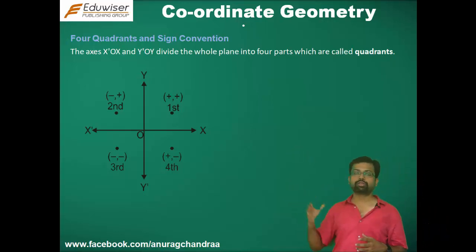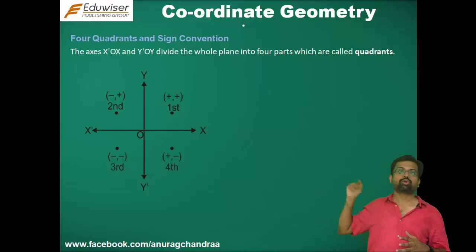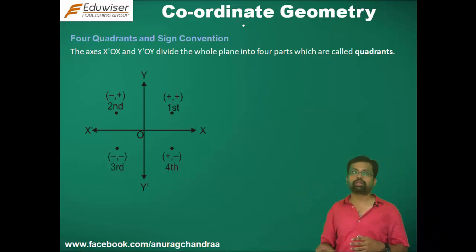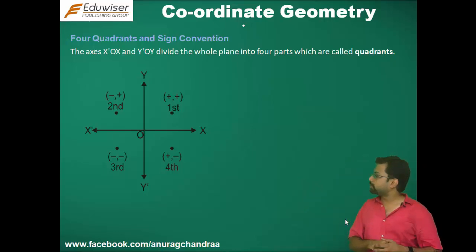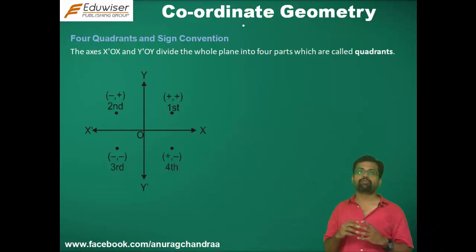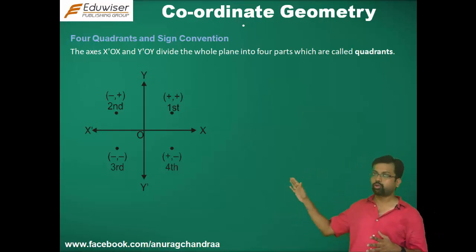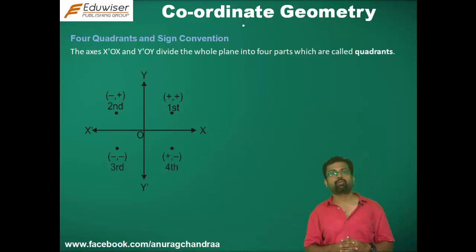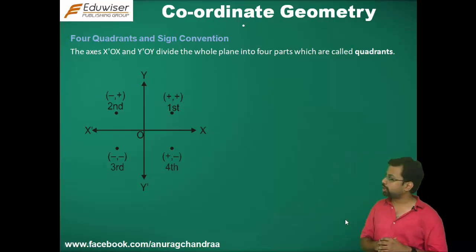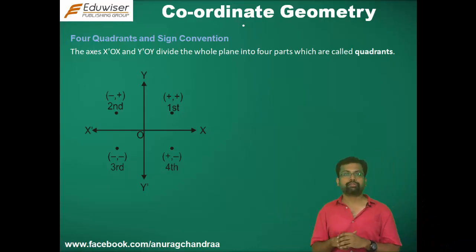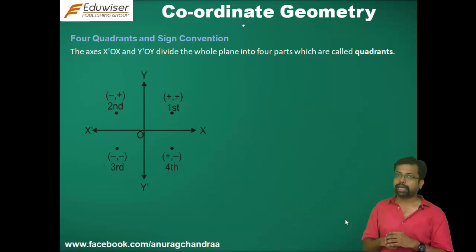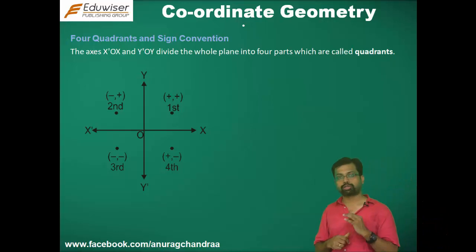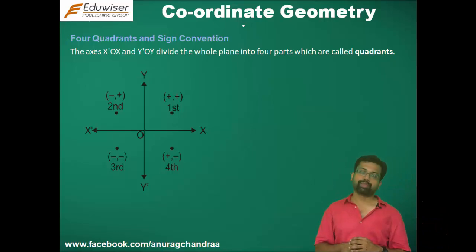What is the sign for the points in each of these quadrants? In the first quadrant, for the ordered pair x y, the signs of both x and y would be positive. In the second quadrant, as you can see, the sign of x is negative while the sign of y is positive. In the third quadrant, both of them are negative, while in the fourth quadrant, the x coordinate is positive while the y coordinate is negative.